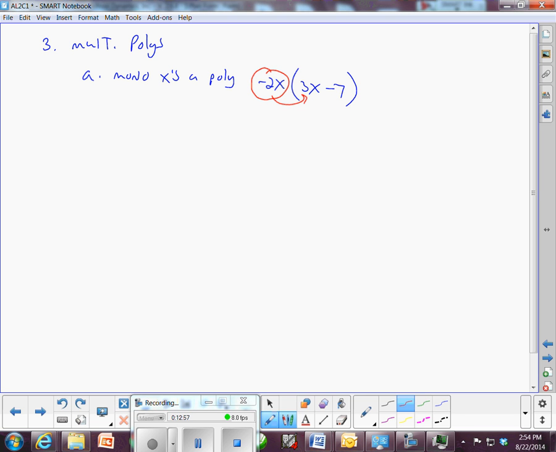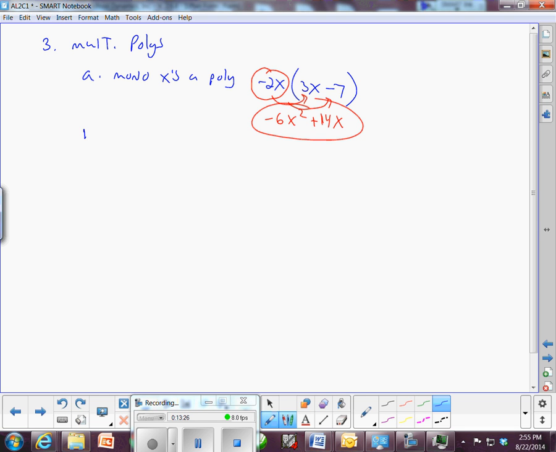So a negative 2x times a positive 3x. Negative 2 times positive 3, negative 6. X times x, x to the 1 plus 1, or x squared. Okay, now let's distribute the negative 2x times the negative 7. Negative 2 times the negative 7 is a positive 14, and then times the x of the front term, and that's the solution. Negative 2x squared plus 14x.